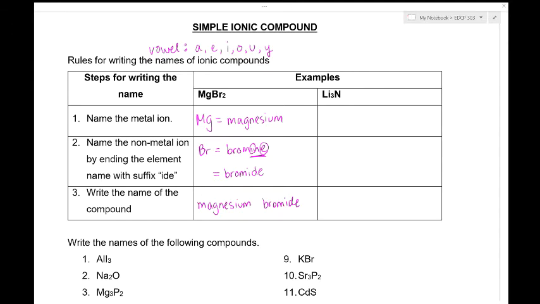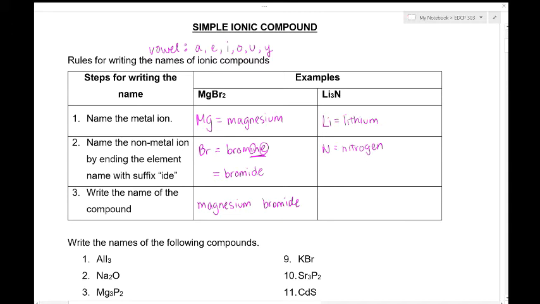Now let's try the second example here. We have Li3N. First step, name the metal ion. So Li will become lithium. Step 2 tells us to name the nonmetal ion and change the ending to IDE. So N is nitrogen.